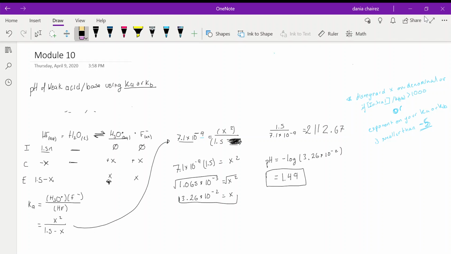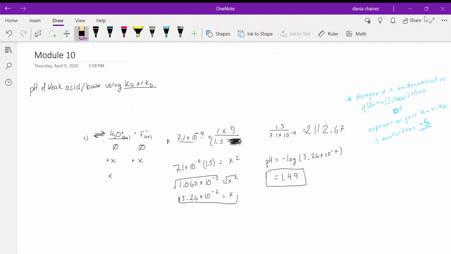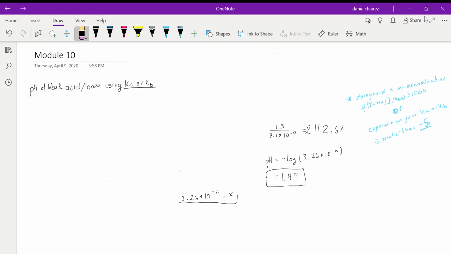So let's do one now using a Kb. Like I've said before, if I'm erasing this too quickly, you can just pause the video so that I don't erase what you need. I'm going to leave that up there.